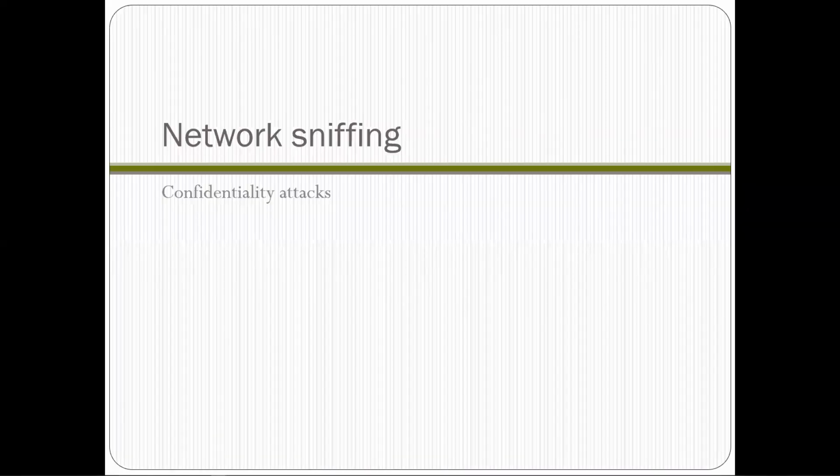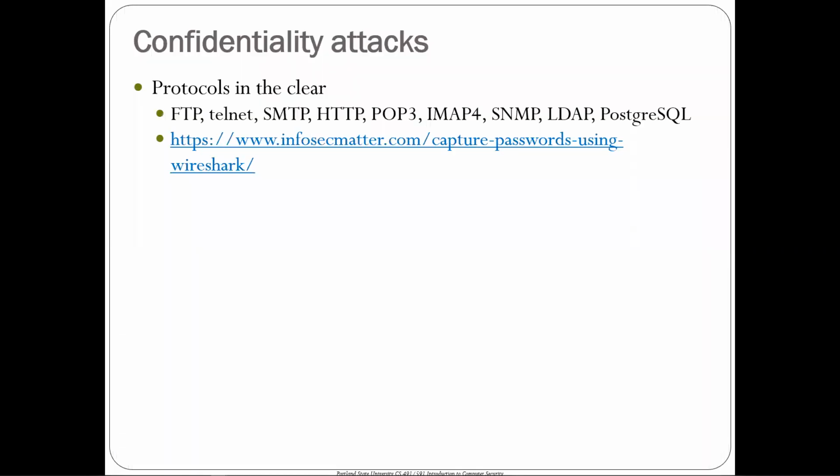Okay, let's talk first about the confidentiality attacks, so network sniffing. The protocols were initially in the clear. So FTP, Telnet, Simple Mail Transfer Protocol, SMTP, which is still what we use to send email over the internet. The web protocol was in the clear. Mail access protocols were in the clear. Post Office Protocol, Internet Mail Access Protocol, IMAP was in the clear. This is a network management protocol. This is the Lightweight Directory Access Protocol. This is basically a directory service, like for username, password storage over the network.